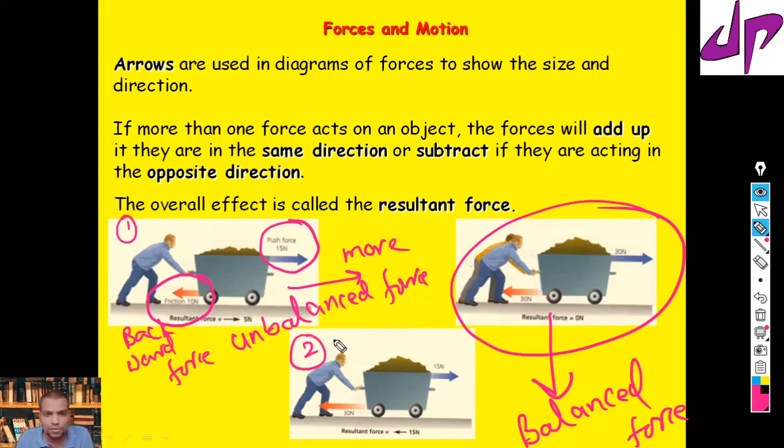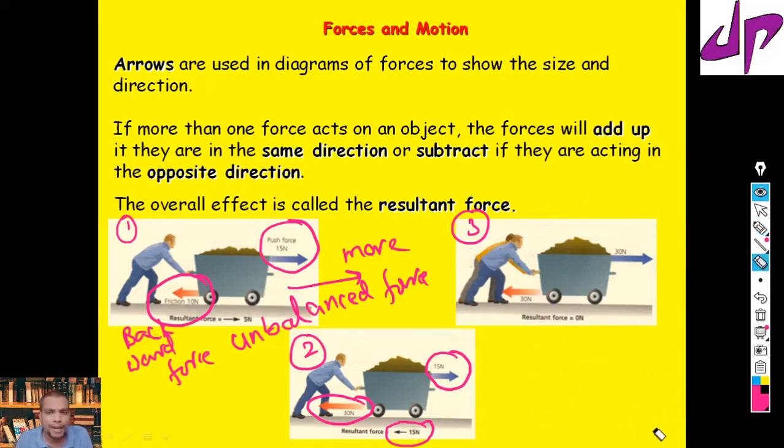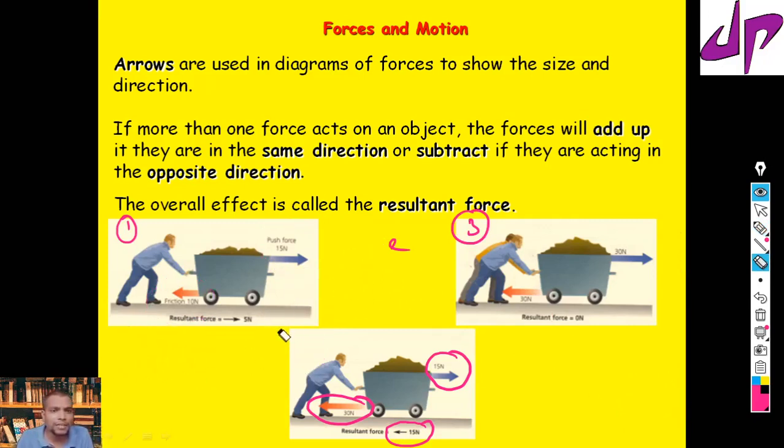In the second figure also, the forward force is just 15 Newton and the backward force is 30 Newton. The resultant force is what is leftover. If you subtract 30 minus 15, you get 15 Newton. That will be the resultant force, in the backward direction. This is an example of unbalanced force. So here we defined what balanced force and unbalanced force are.